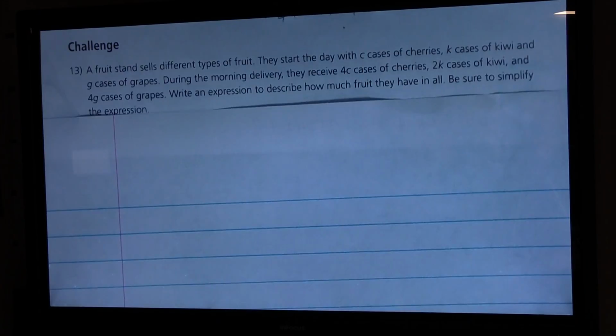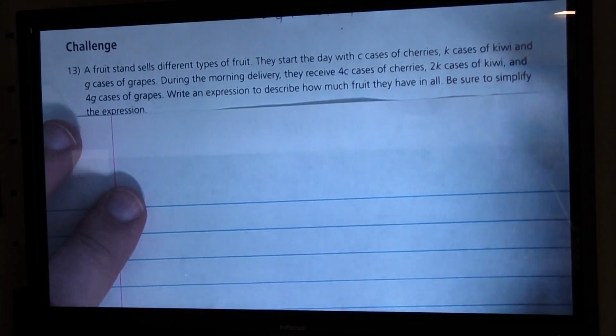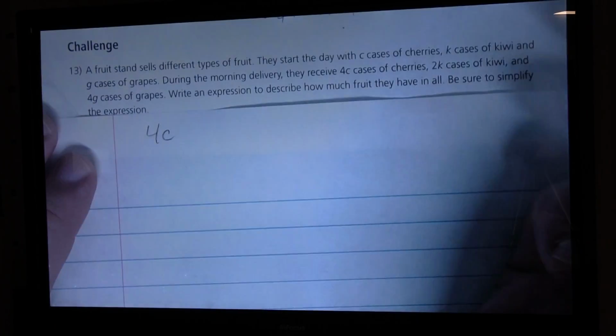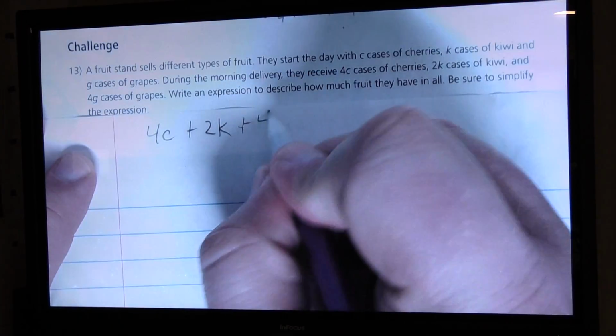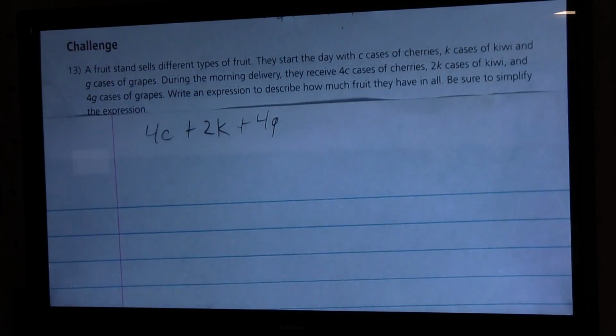Oh my goodness, this is easy. We do not have any like terms. And this is an addition problem because you want to find out how many you have in all. So all I'm going to wind up doing is just adding those terms together. Using what I know about like terms, and I don't see any like terms, I'm just going to go ahead and write this expression out. So we've got 4C cherry cases, we have 2K kiwi, and we have 4G cases of grapes.